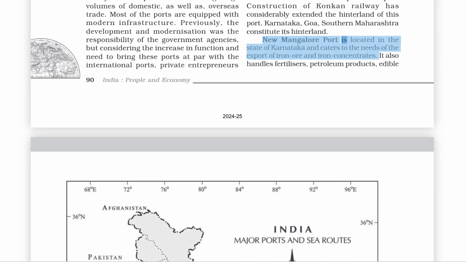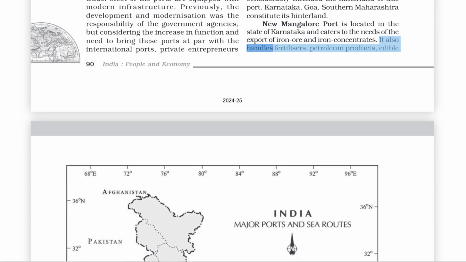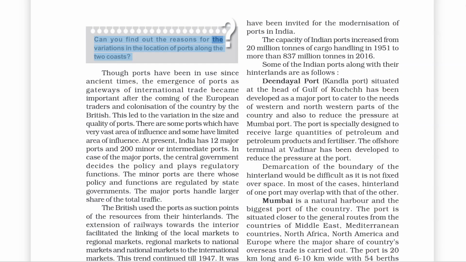New Mangalore port is located in the state of Karnataka and caters to the needs of the export of iron ore and iron concentrates. It also handles fertilizers, petroleum products, edible oils. Can you find out the reasons for the variations in the location of ports along the two coasts?